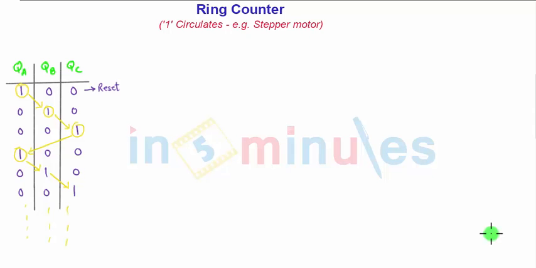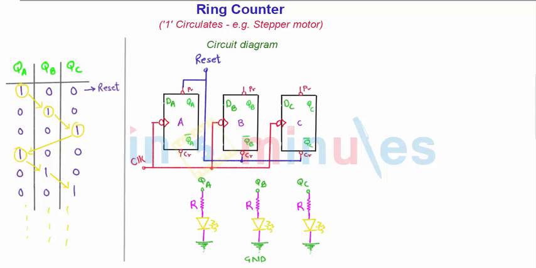So if the 100 data is delayed by 1 cycle, then 1 will go to QB, and in the next clock cycle QB will be 1, and for the next cycle QC will be 1. So data is delayed. For QB it is delayed by 1 cycle, and for QC it is delayed by 2 cycles. So here is the circuit diagram for the 3-bit ring counter.